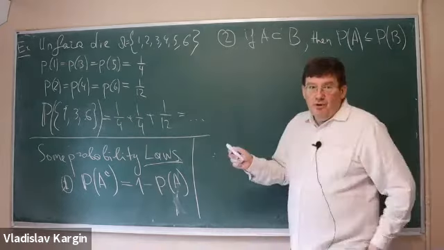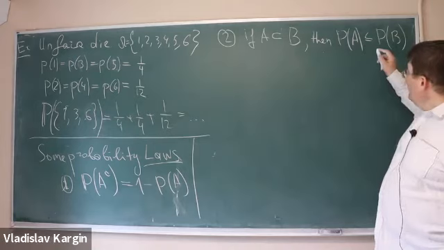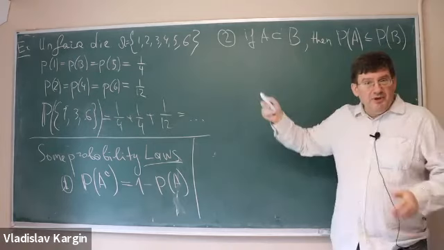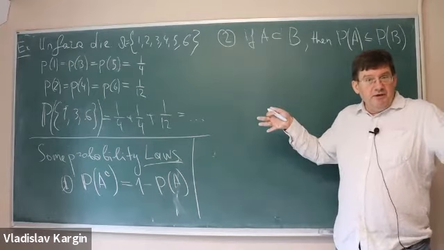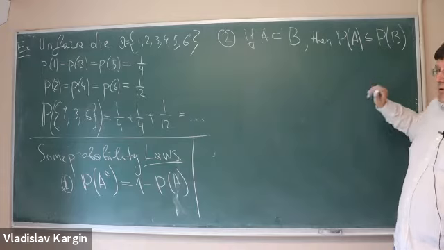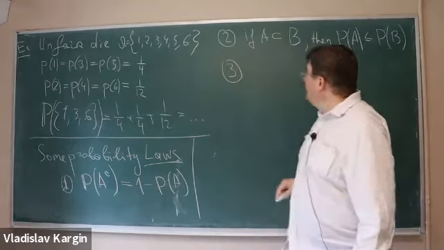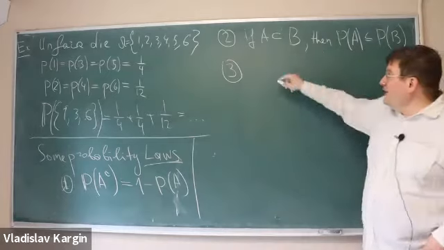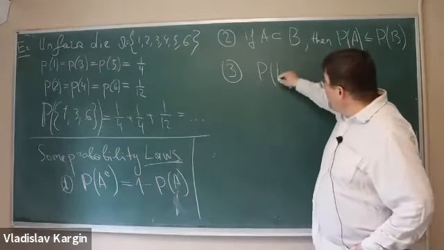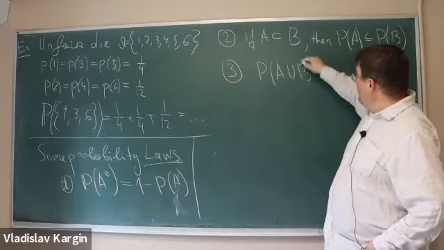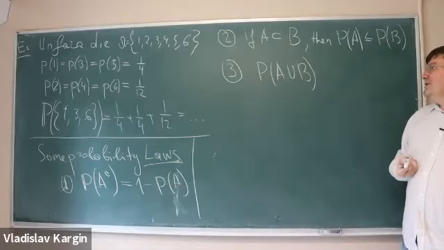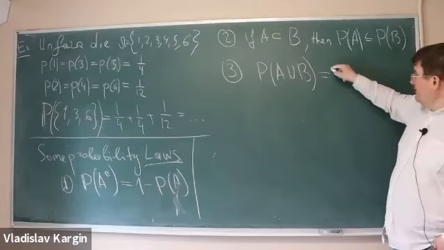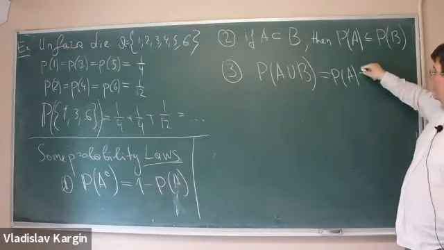Because if you add some additional elements, then the sum of the probabilities of all outcomes can only increase. So this is also an evident thing. Here's the third law, which is more interesting: the probability of a union. If you write the probability of A union B, you would want to write something like the probability of A plus the probability of B.